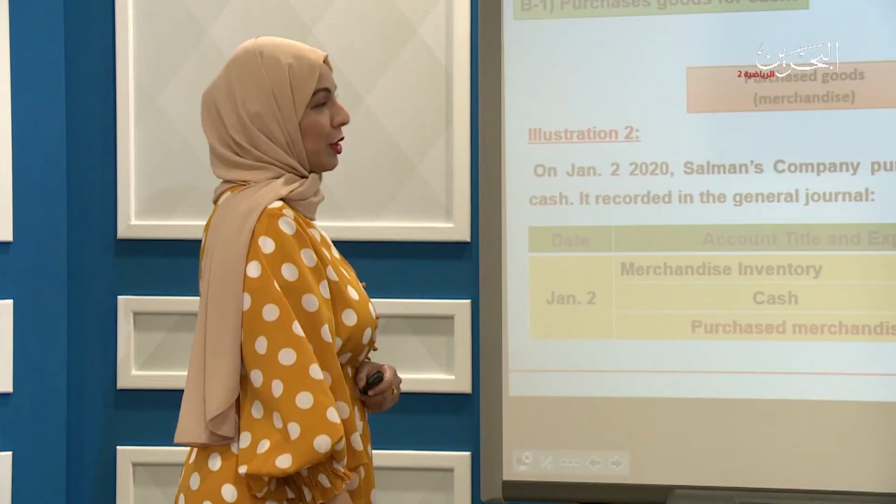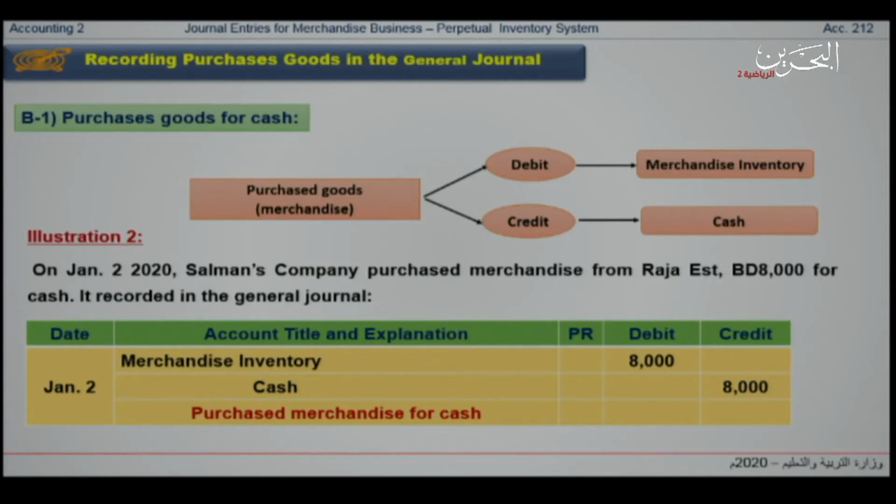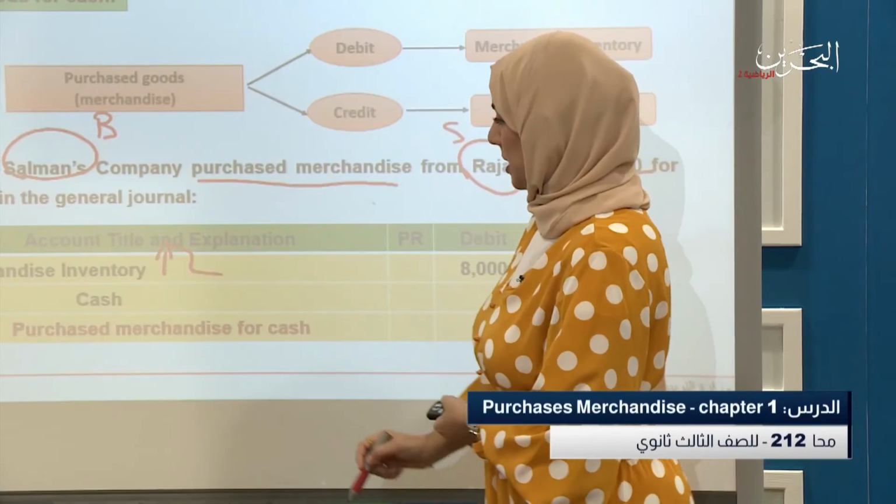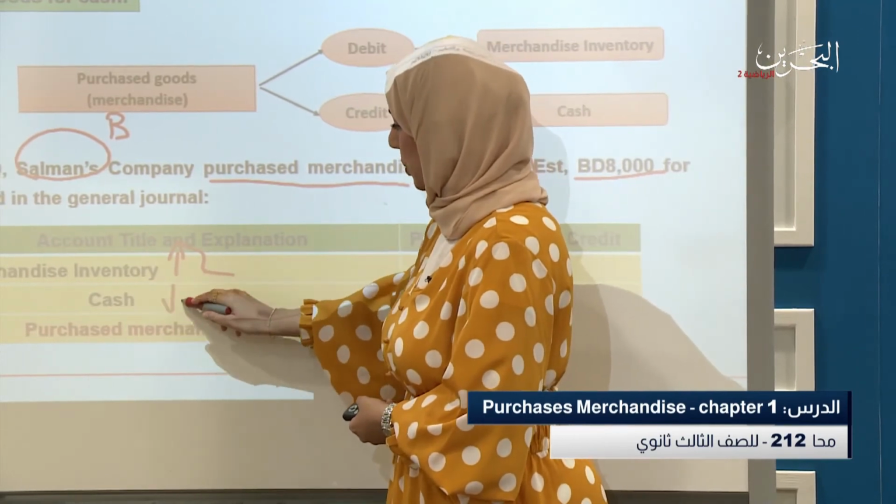Moving to the purchase of goods for cash. In our example, Salman Company purchased merchandise from Raja. So, Salman is the buyer and Raja is the seller. He purchased goods of 8,000 for cash. If I purchase goods, my merchandise inventory will increase. And if I pay for this inventory, my cash will decrease.